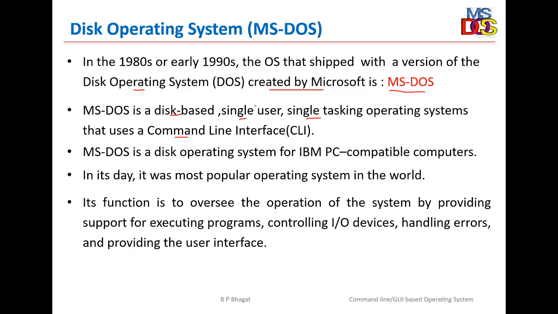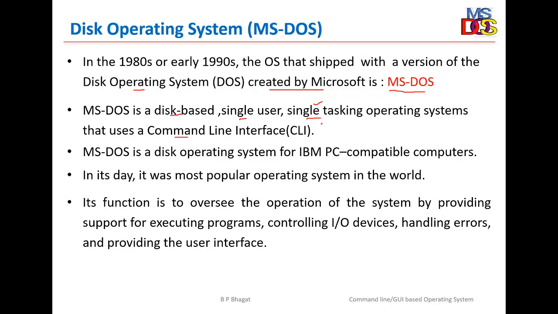Then, another one is single user. This operating system works for a single user at a time. That's why we call it single user. And finally, we call it single tasking. That means only a single task or operation can be performed by this operating system at a time. So if we want to move to another task, we have to close the first one and switch to the other. That's why it is called a single tasking operating system.